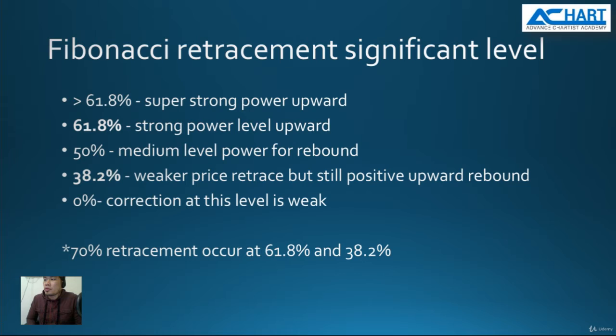If it goes to 38.2%, it has a weaker price retrace but still a positive upward rebound. If we see that the trend has power, it can go higher. And 0% means that the supply line, or the seller, has gone back to the origin of the demand line. We can conclude that when it retraced 61.8%, it retraced low and the seller is less aggressive.